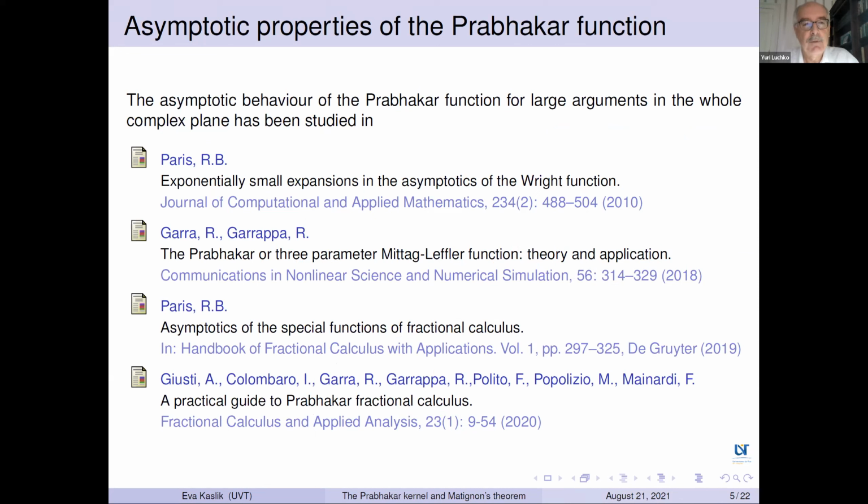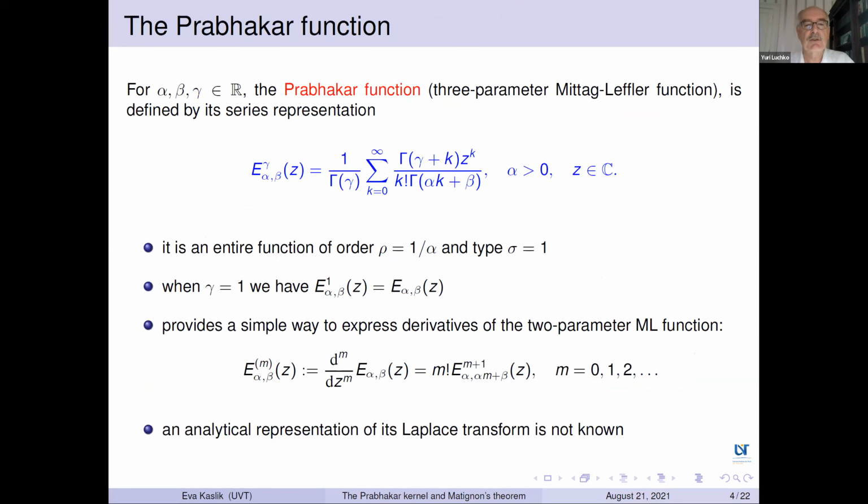Well, another question or comment is as follows. You mentioned that there is no analytical expression known for the Laplace transform of the Prabhakar function, but I'm wondering, because the Prabhakar function is a particular case of the Wright function, and for the general Wright function it's possible to derive a general formula for its Laplace transform. In my opinion, it should be possible to derive a formula for the Laplace transform of the Prabhakar function.